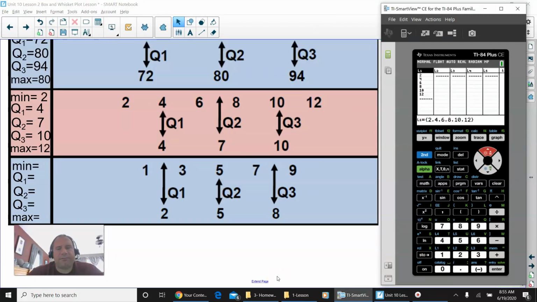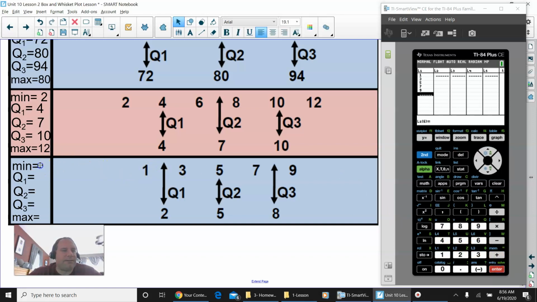So we're going to do this last one, and we're going to clear that list out. We press clear and then down, and we're going to put in 1, 3, 5, 7, and 9. You can tell that the min is the lowest number, that's 1. The max is the greatest number in this list, and that's 9. Quartile 2 is 5, because that is the median of the whole data set.